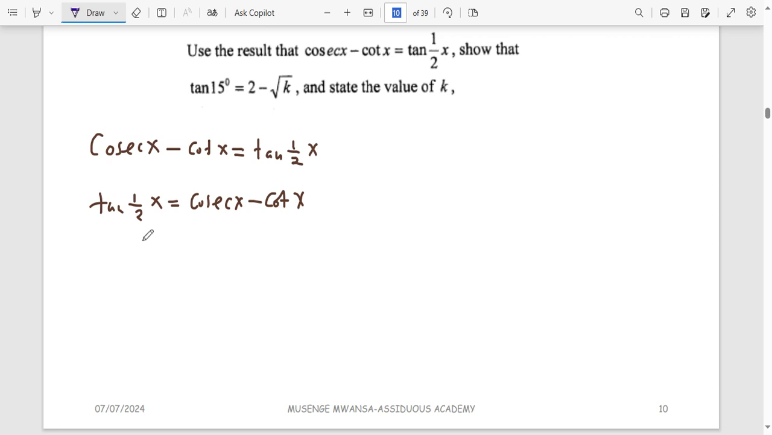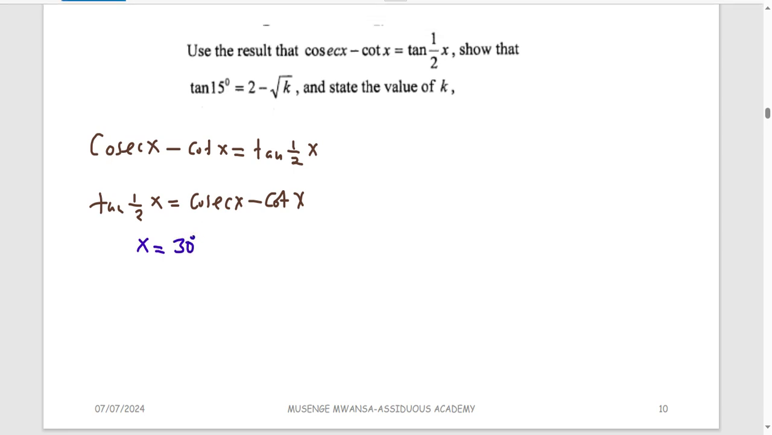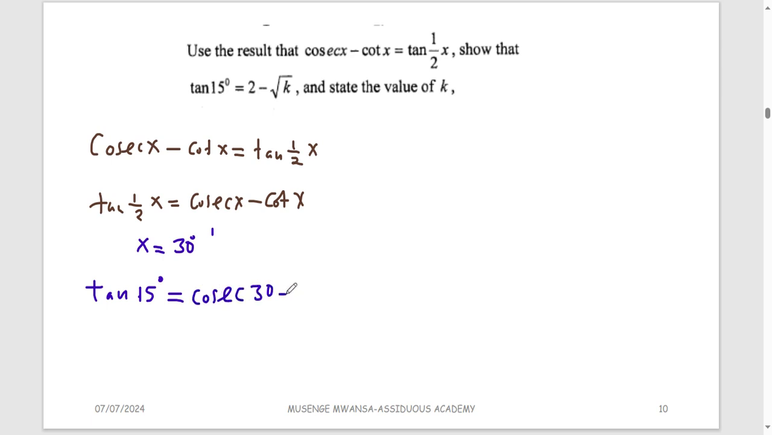Okay, very good, it's a 30. So we say let x be equal to 30, and you know 30 is a special angle. Every time they're asking you about finding values, make sure you use special angles. So this becomes tan, where there is x, I'll put 30, and half times 30 is 15, so that becomes tan 15. That is equal to cosec 30 minus cot 30. So that's tan 15 and this is tan 15.